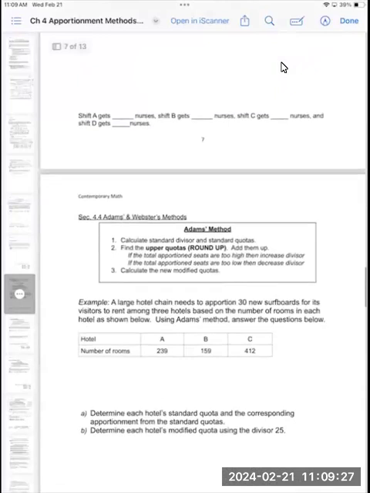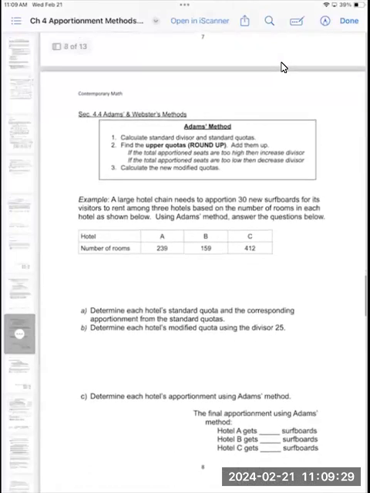But Adams method is very similar. We're going to do this. It's also a modified divisor method. So basically, we're going to start the same step, calculate the standard divisor and standard quotas, just like the first step of Jefferson's. Except step 2 is different. Instead of rounding them down like we saw with Jefferson's, we're going to round them up.